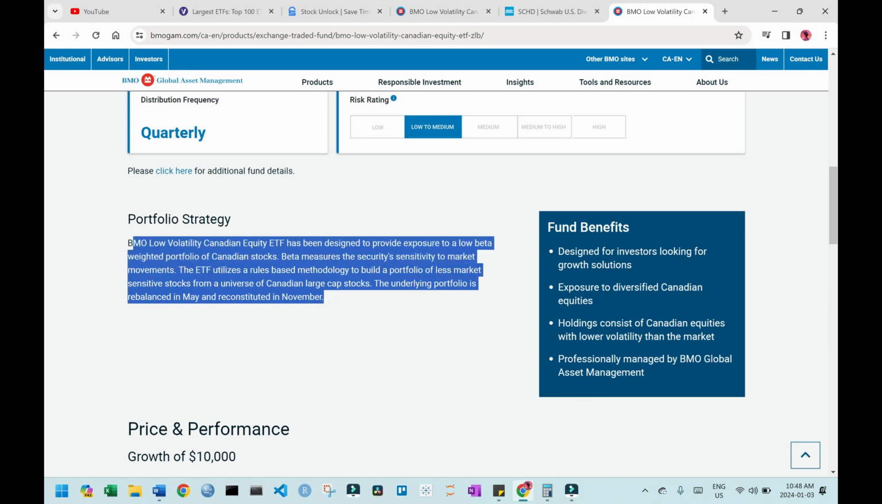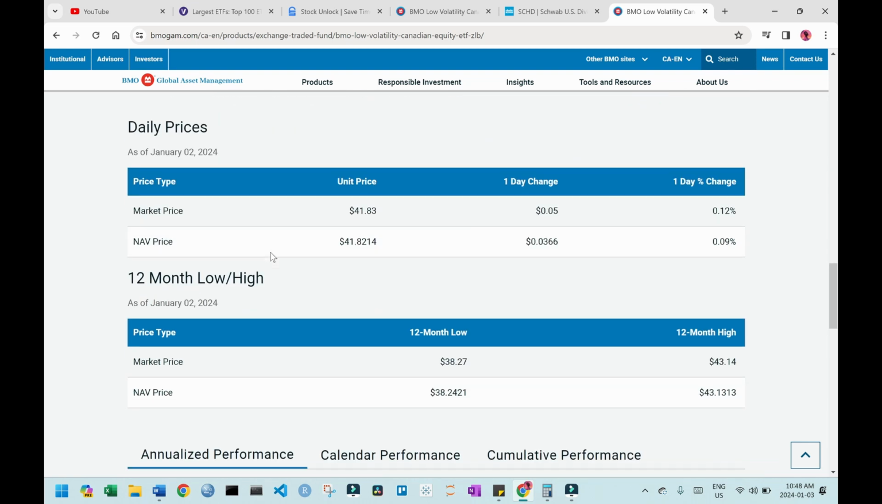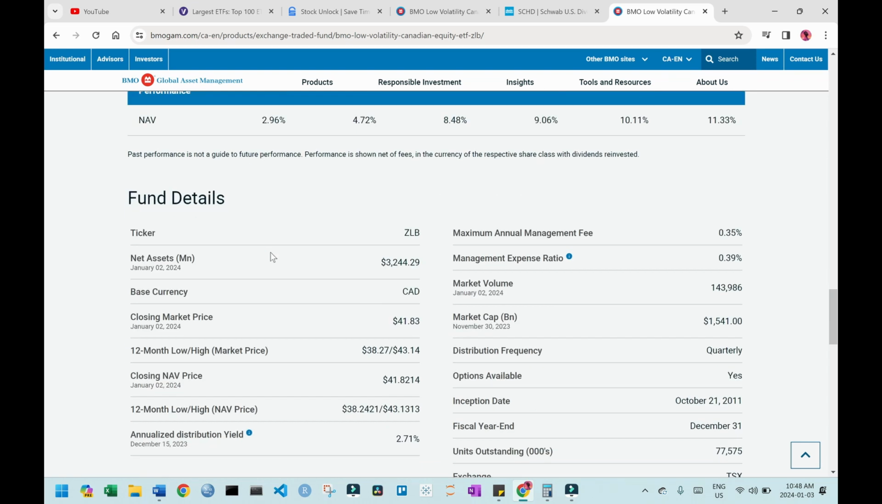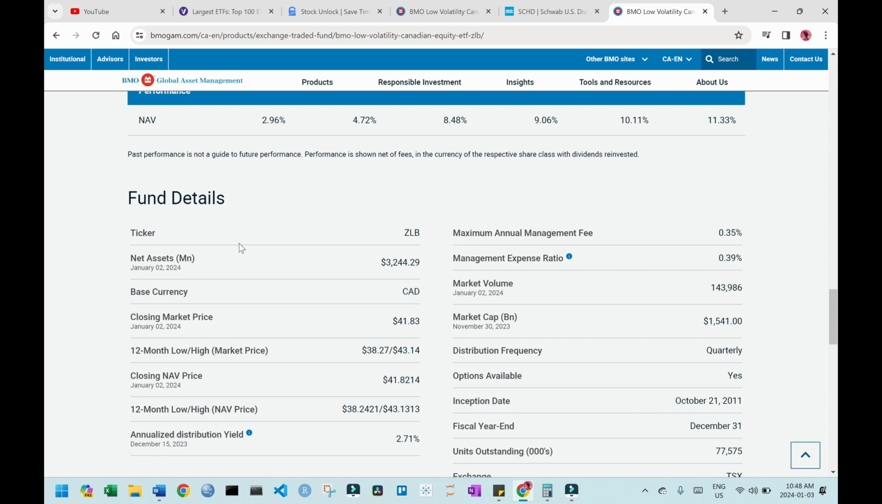Now I would just scroll to the strategy or objective of the portfolio, and it's all about low volatility. I like low volatility, which means that it doesn't fluctuate as much as the S&P 500, and that's the first thing I look at. I then scroll to something like the fund details, which you could have also gathered some of this information above, but I like this little section that BMO has on their website.